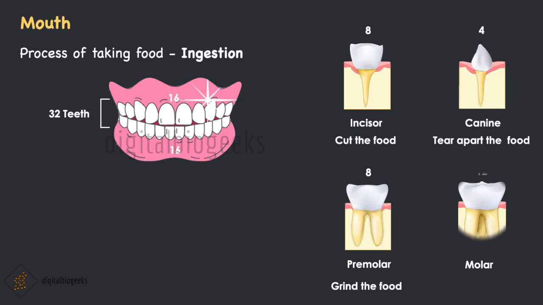Molars are flat teeth located at the back of the mouth. They are round and used to grind the food. We have 12 molars, 6 on the upper jaw and 6 on the lower jaw.